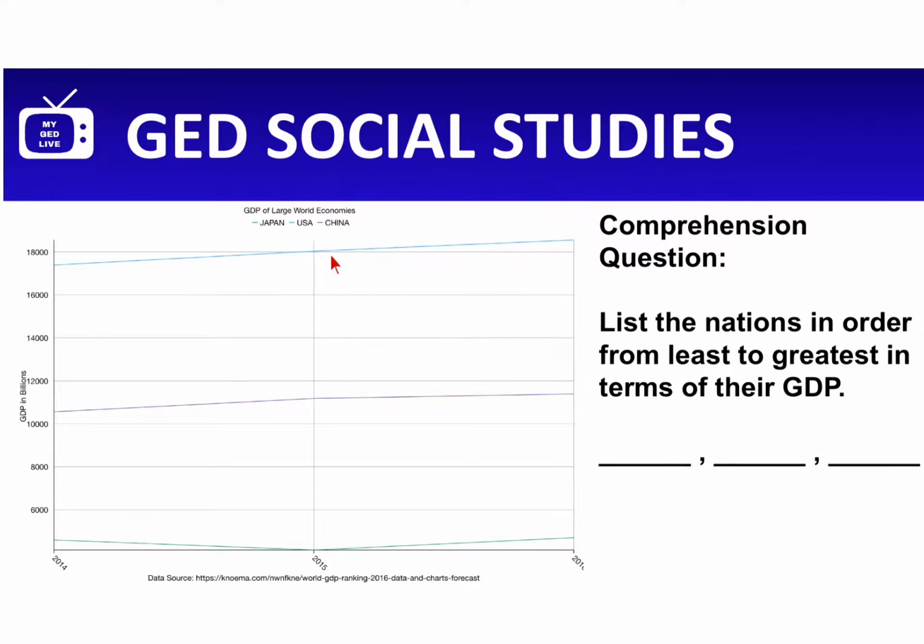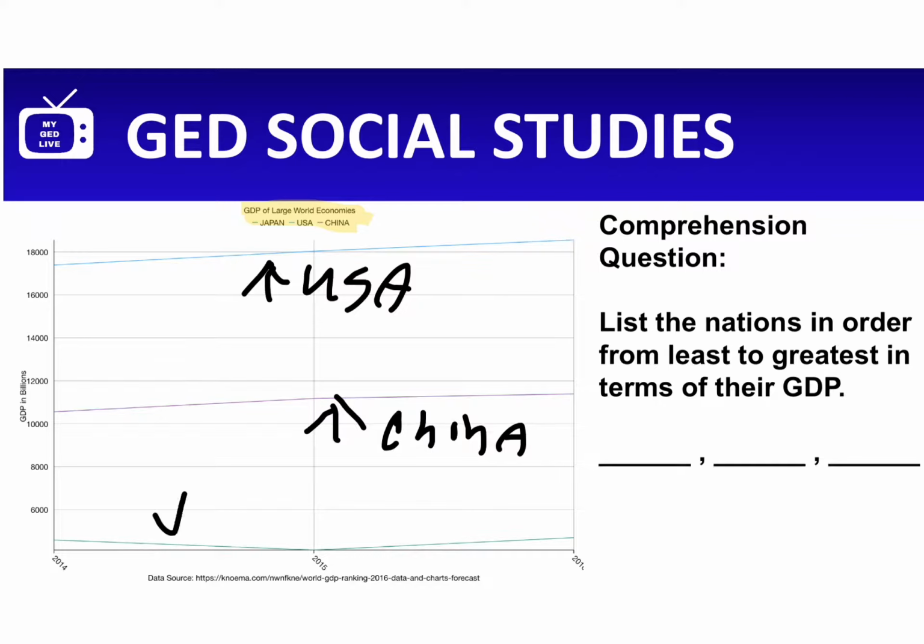Now what I want to show you is that I'm going to use my highlighter here. You always want to highlight and get in your mind what you are looking at. You're looking at GDP of large world economies, and you have three colors here. The first color is blue, indicating the USA. The second color is purple, indicating China. And the third color is green, indicating Japan. So you can see Japan's here, China's here, and USA is here.